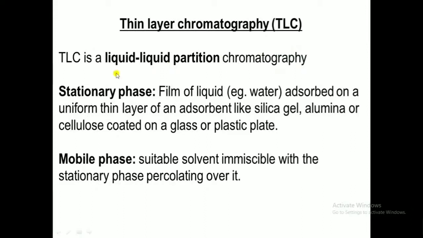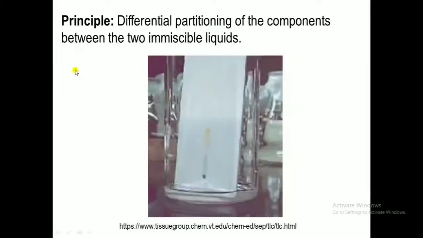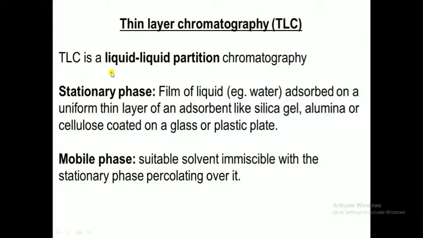Thin layer chromatography is also a liquid partition chromatography because even though we coat an inert solid material on a glass plate or aluminum sheet or plastic sheet, the inert solid material contains a thin layer of liquid. That liquid acts as the stationary phase. So TLC, or thin layer chromatography, is also a liquid-liquid partition chromatography. However, in rare cases, a solid could be a stationary phase in thin layer chromatography as well.